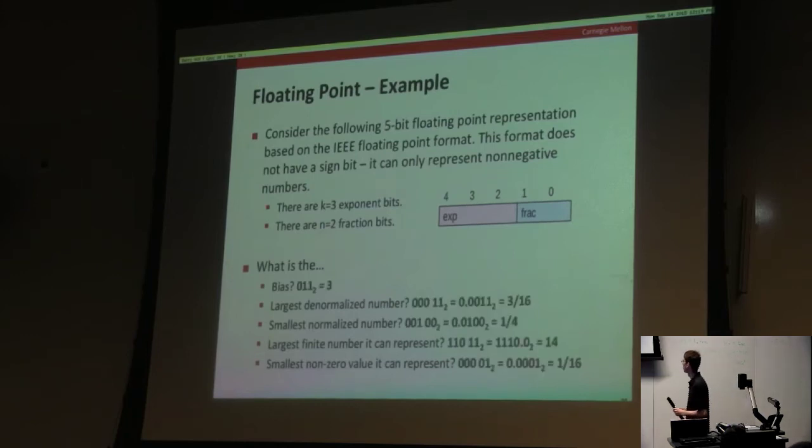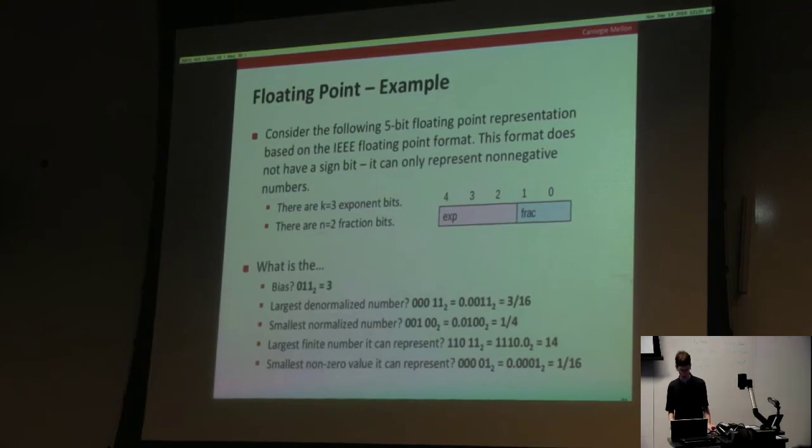So the largest denormalized number we could represent, the denormalized number is here, where the exponent bits are all 0, so the first 3 bits have to all be 0. And then to get as big as possible, we could have all the rest of the bits be 1. And so that gets us to 3/16 when we apply this formula. The smallest normalized number we could represent would be where this part is 0 and we have the smallest fraction possible. That's going to be 1/4. The largest finite number we can represent is going to be 14. Smallest non-zero number it can represent is going to be 1/16.